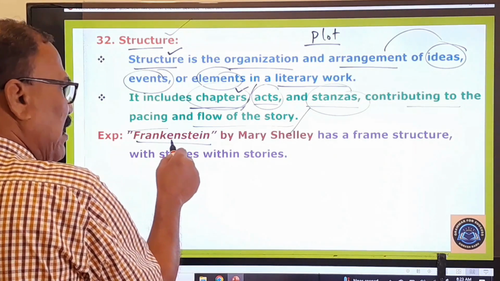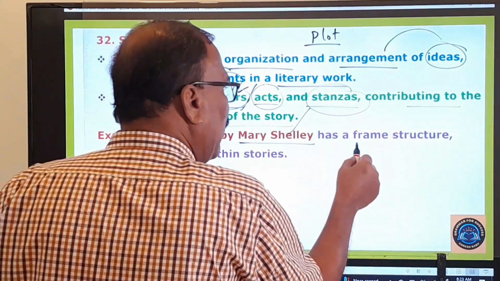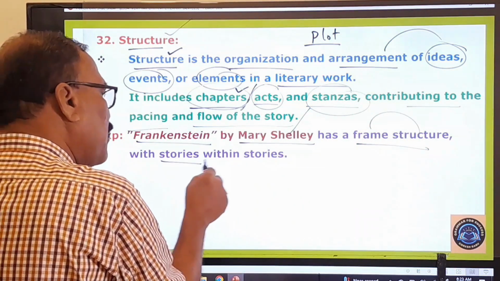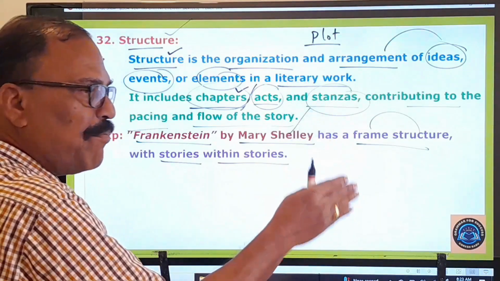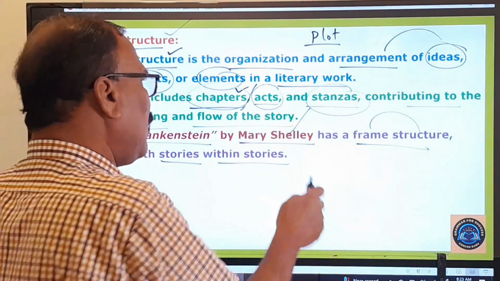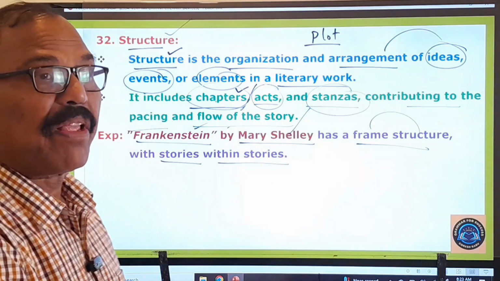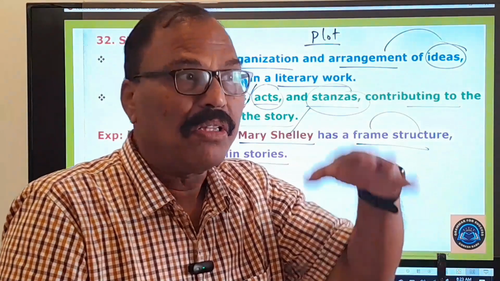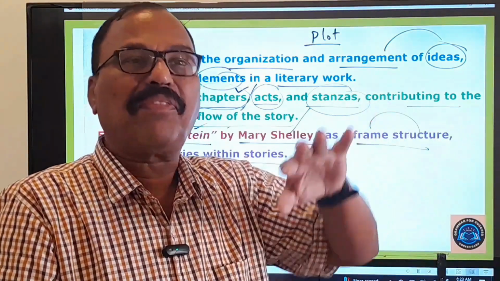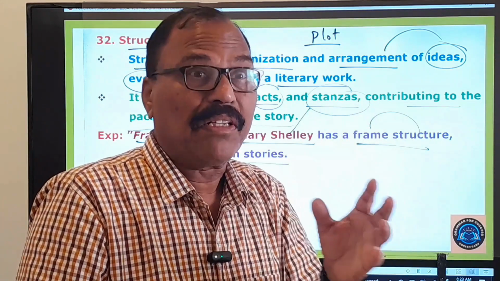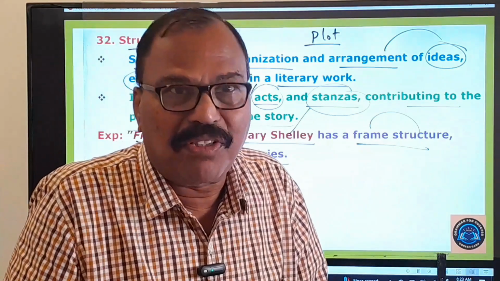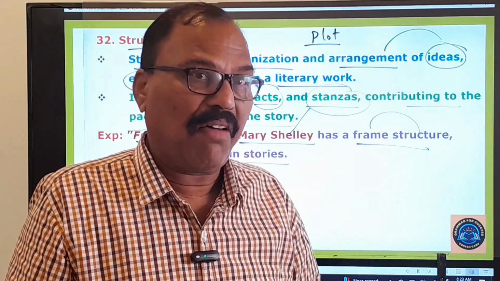Frankenstein, written by Mary Shelley. In this novel there is a frame structure with stories within stories. So a story is there, within that story another story, within that story another. So this is written in a systematic way. In order not to confuse the readers, that was arranged in a systematic way. Different writers will be writing different stories, novels and all that, but they don't try to confuse the readers. If the readers get confused, the readers don't read that novel or that story.